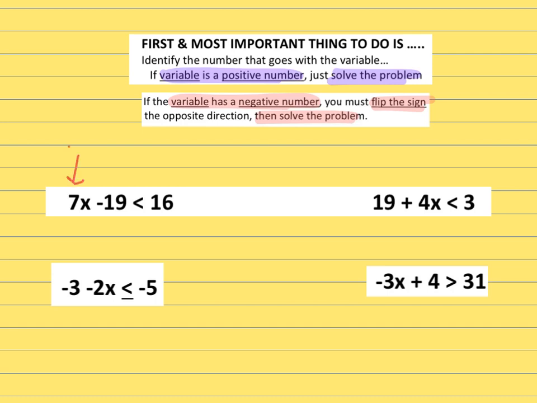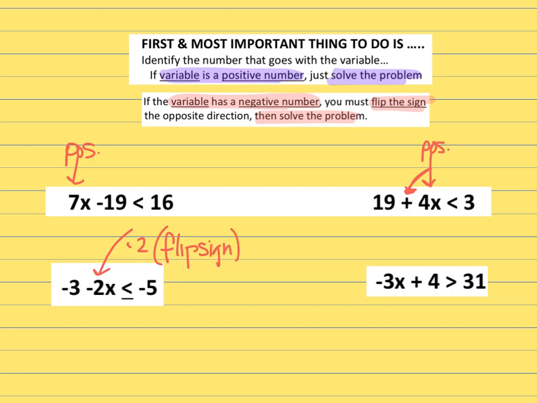This one is positive, so I just keep it the same. This one, I'm going to look to the spot in front of the number. That one's also positive, so I'm going to leave it the same. When I look at this number in front of the variable, it's a -2, so that means I need to flip the sign.